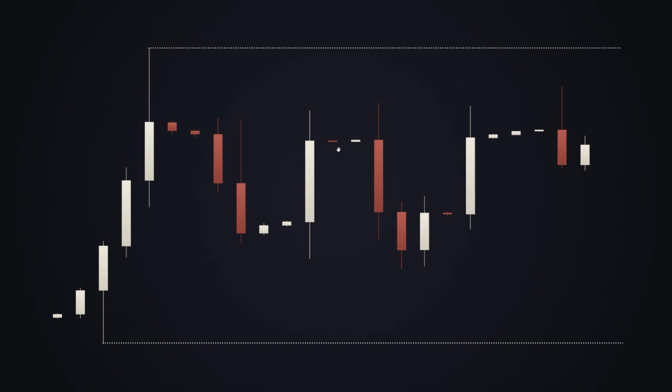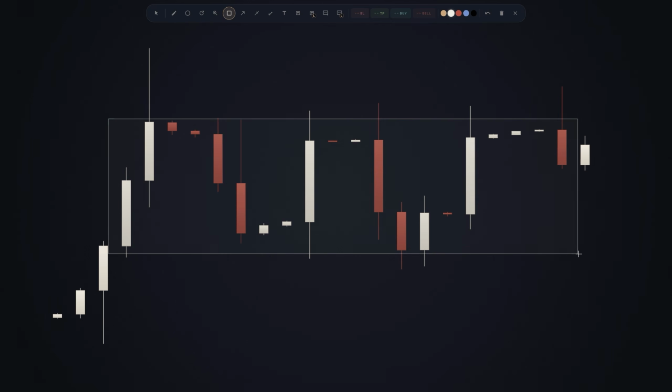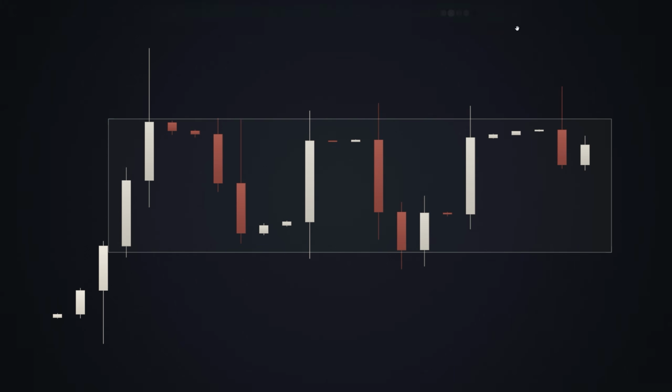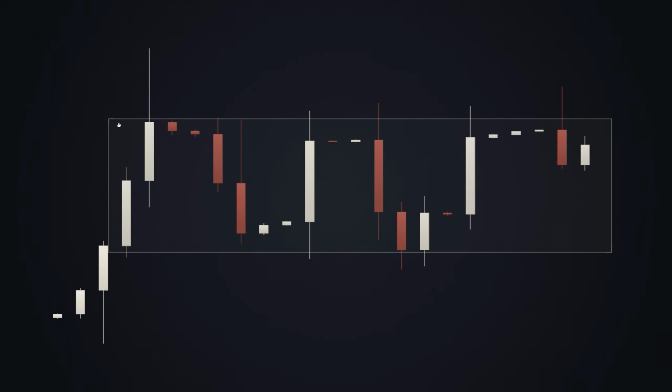Look, price rotates inside the same box for 90 minutes. It pushes up, falls back, pushes down, and comes back again. That 90-minute area matters more than 1 or 2 wicks because most of the trading happened there. I mark the full zone where candles keep closing and pausing, not the wicks.